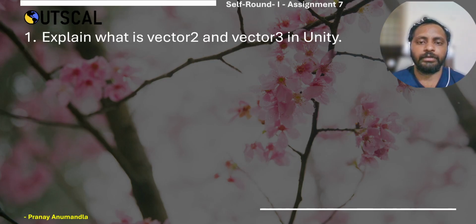In 3D space, Vector 3 is useful and it will have three components x, y, z. By varying the x, y, z values, we can represent the position of the game object, the direction of movement, and the rotation of the game object in 3D space, for a 3D object.